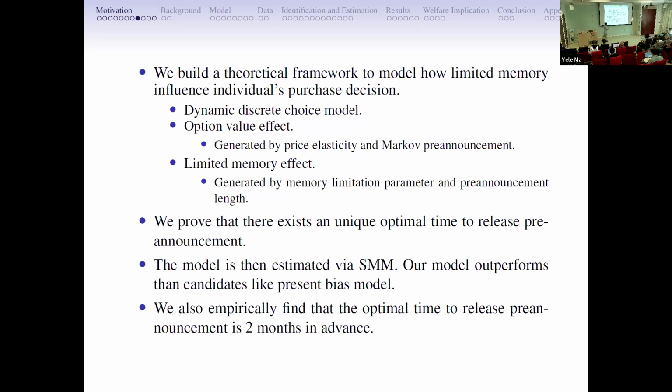We not only prove that there exists a unique optimal time to release a pre-announcement, but also estimate parameters and execute counterfactual experiments that show that in the context of our research, the best time to pre-announce future tax rises is 2 months in advance, and it can enhance the total welfare of the market by 10%.